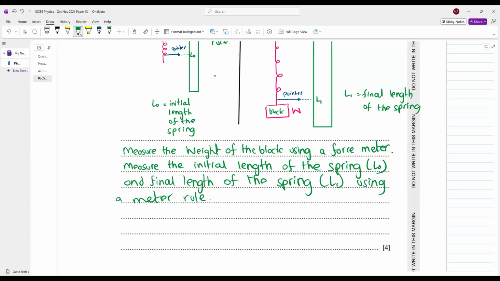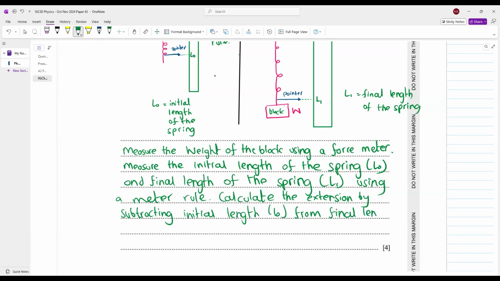Further, what will you say? Calculate the extension by subtracting initial length from the final length. Initial length L naught from final length L1.